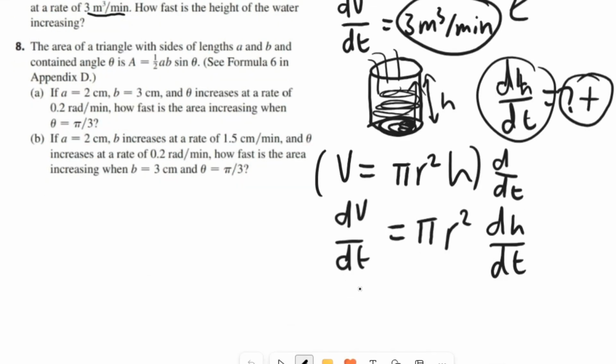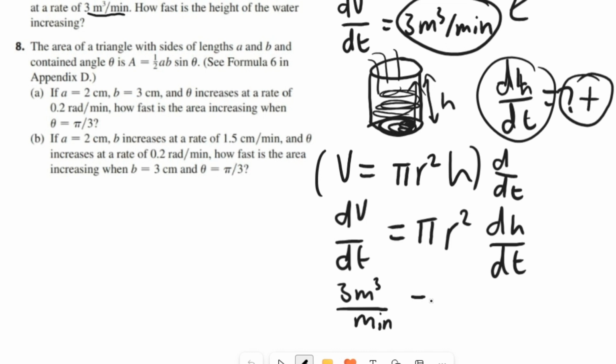dV/dt is positive 3. You can put the units, but in mathematics there's no need to put them. They just want the final answer, and then you know the units of the final answer. Here we can just plug in 3. If you plug in the units, you will see they cancel out. Let's plug in the units, just so that you get what's happening here. dV/dt is 3 meters cubed per minute.